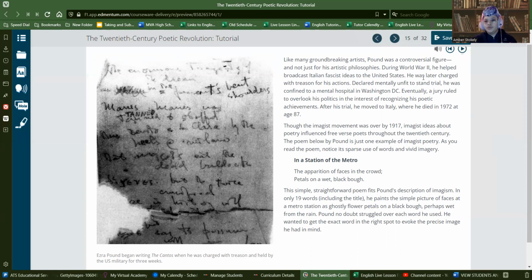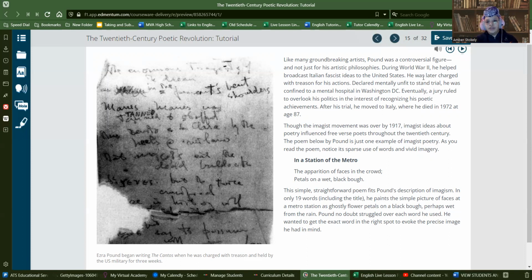Basically, a jury ruled to sort of overlook his politics because his poetry was so popular and he did so much for the artistic scene. So they didn't convict him, and they just sort of let him move away eventually. So he moved to Italy, and that's where he ended up dying.